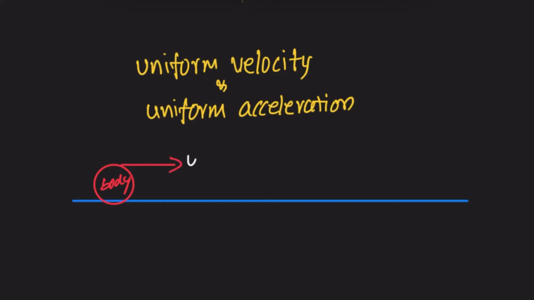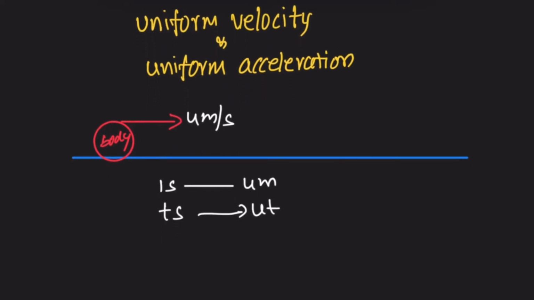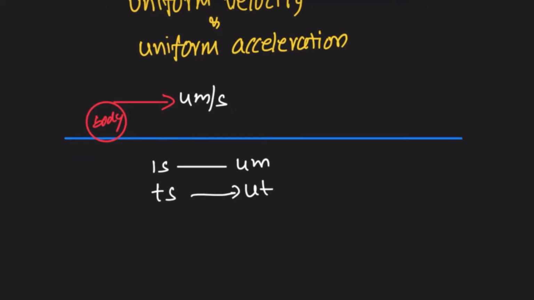Suppose its speed is u meter per second. So in 1 second it covers u meters. In t seconds it covers u into t. So the body covers a displacement that is ut. So displacement is equal to uniform velocity into time. This formula is mostly used in the case of uniform velocity.